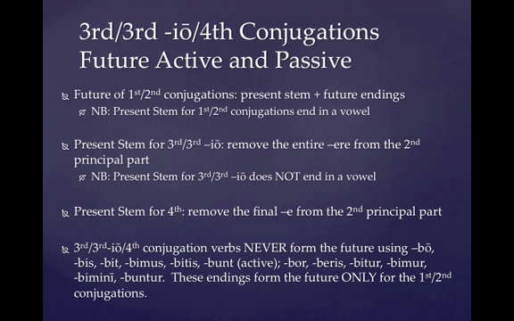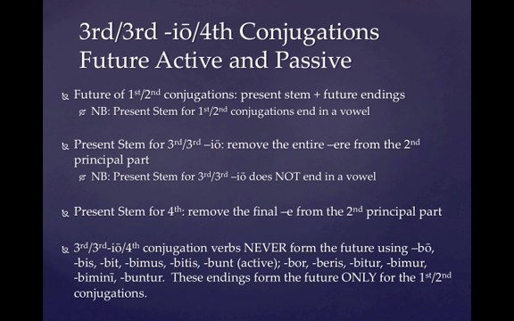And you can do this because the present stem for the first two conjugations ends in a vowel. But if you remember, the present stem for the third and the third io does not end in a vowel, because in order to get the present stem, you remove the entire ere from the second principal part. Now, for the fourth conjugation, the present stem actually does have a vowel on the end of it because you just remove the re from the second principal part. But it's still going to form in the same way as the third and third io, or at least in the same pattern.